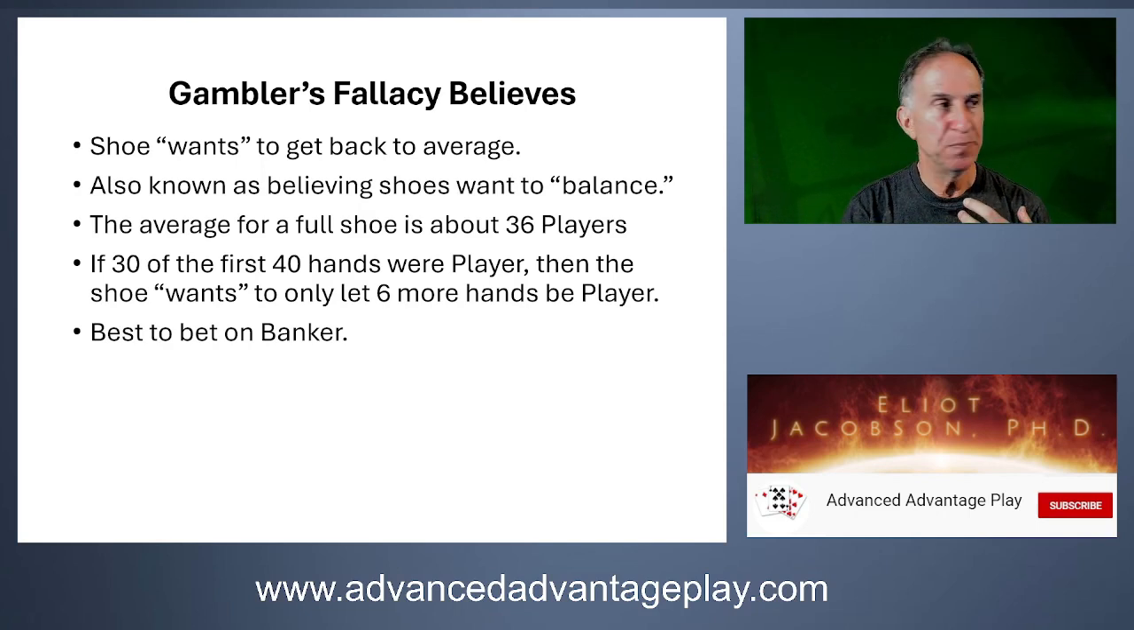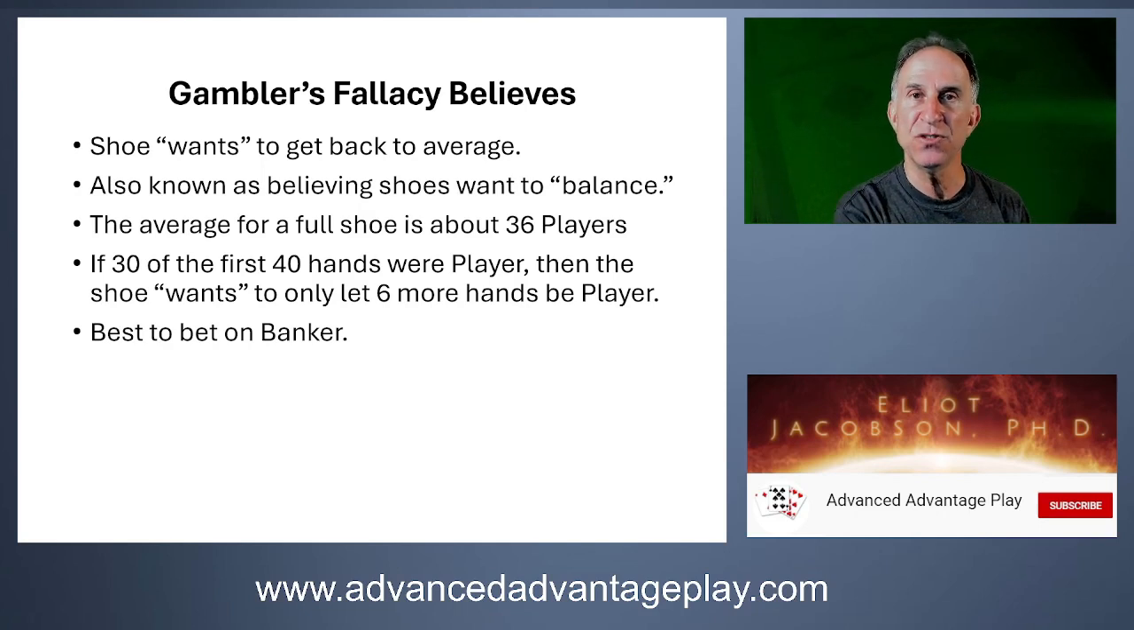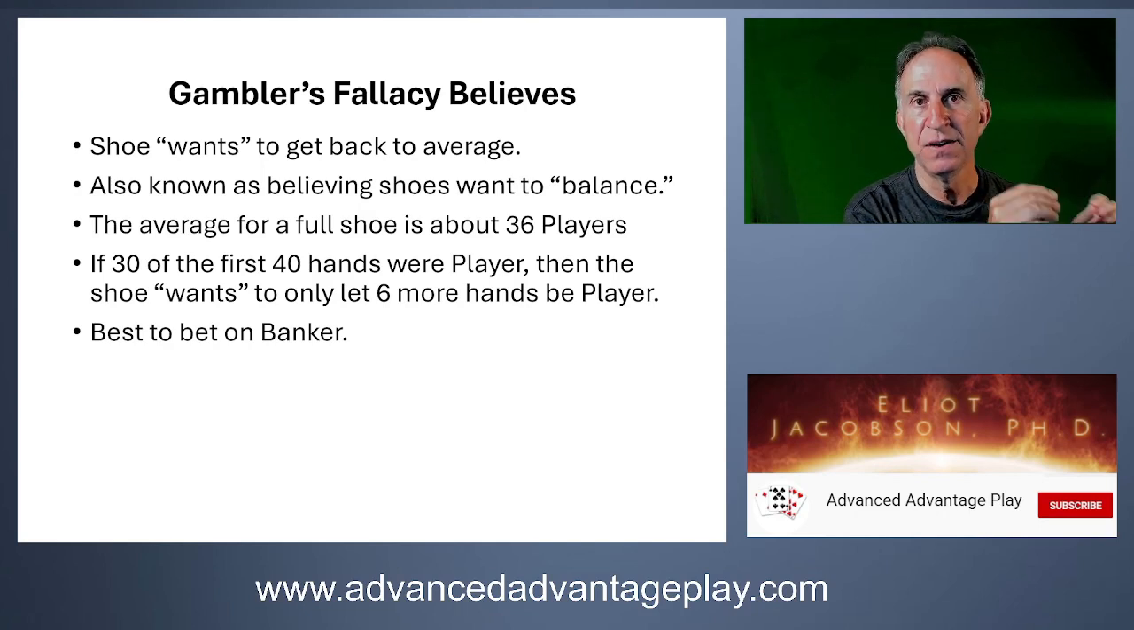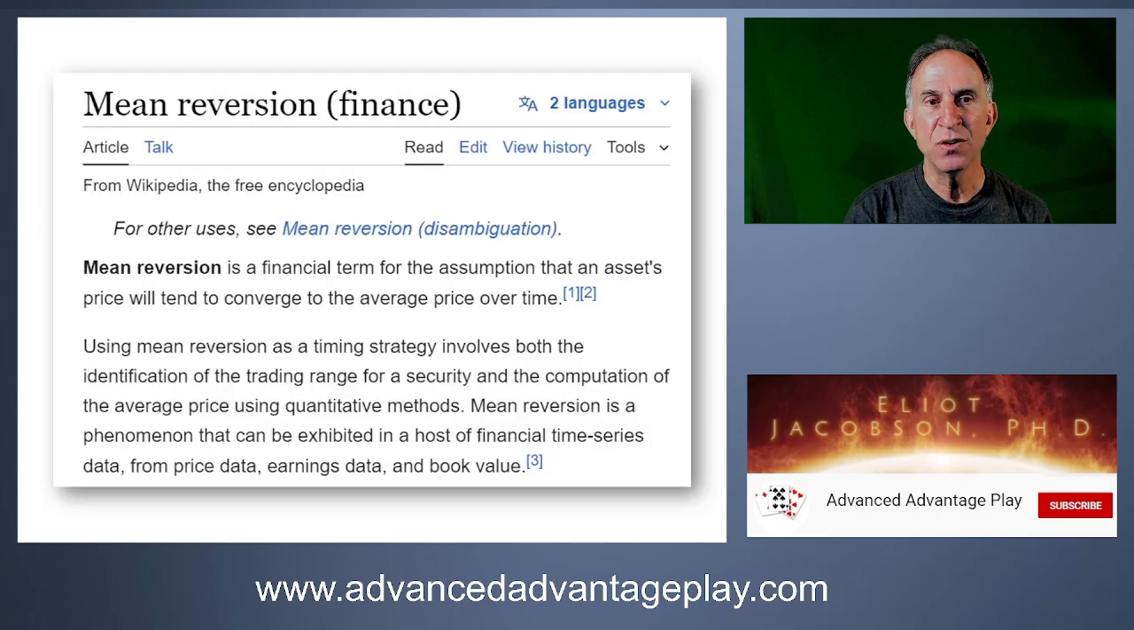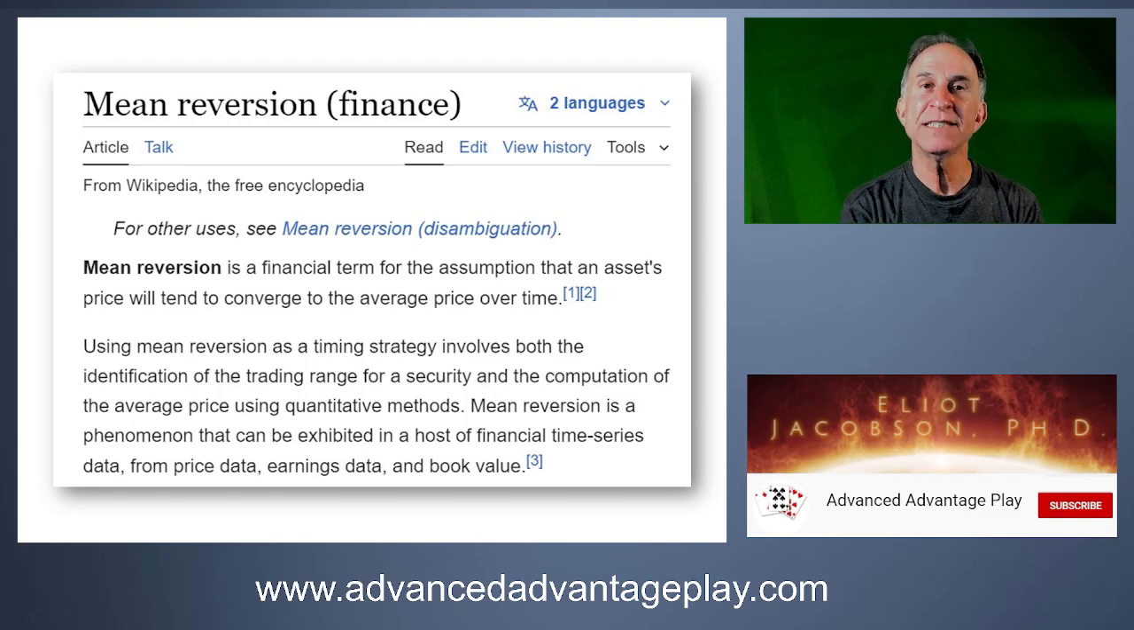Can we use this sort of tendency of things to be average to get an edge? That's what the person who wrote the email thought might be possible. Now, let's actually go back to mean reversion and show what the truth is here. So again, this is the assumption that the price will tend to converge to the average price over time.